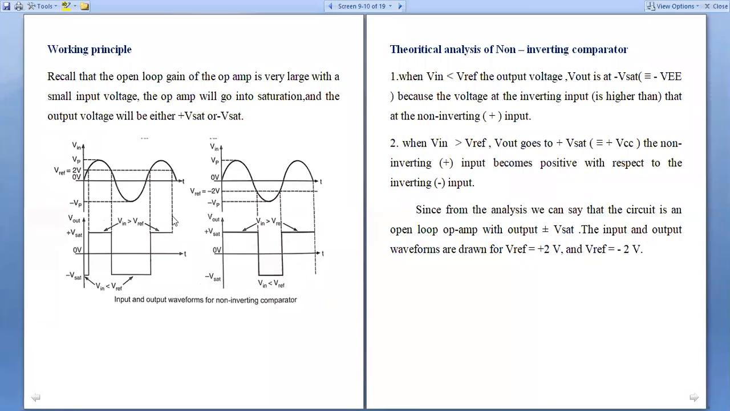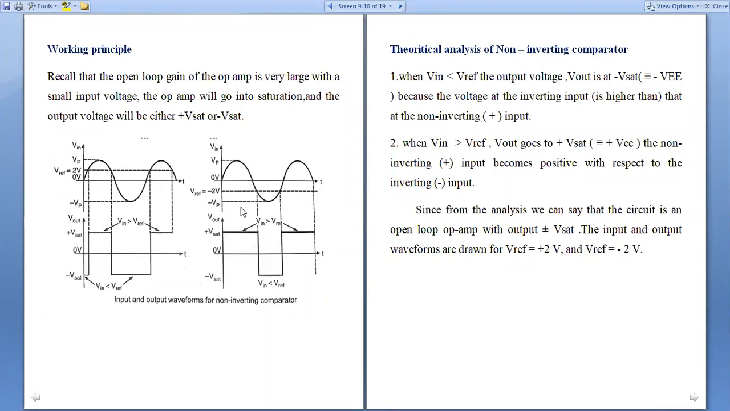So from this theoretical analysis, what we can say is that if the input voltage is less than the reference voltage, we observe the negative saturation point, and if the input voltage is greater than the reference voltage, we can see positive saturation in the voltage behavior. So this is the analysis with respect to the non-inverting type comparator.